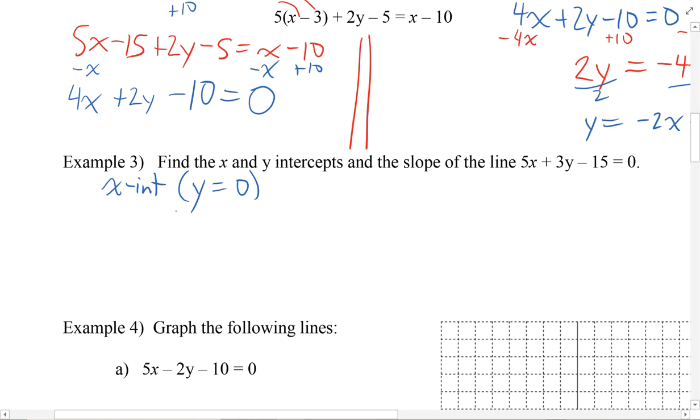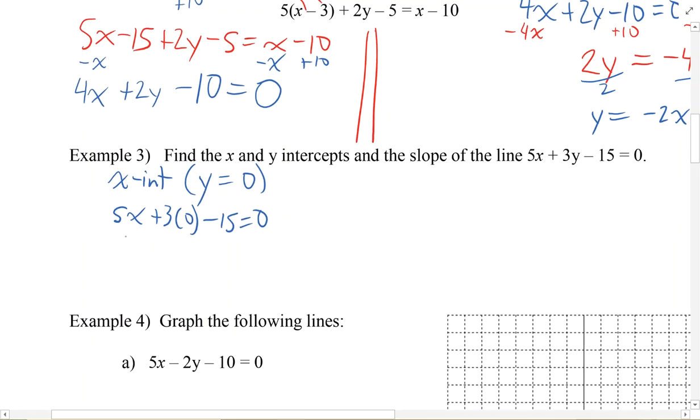All right, so you can then substitute that in. So we're going to get 5x plus 3 times 0 minus 15 equals 0. So do a little bit of algebra. 5x plus 0 minus 15 equals 0. 5x equals positive 15. x equals 3. Okay.